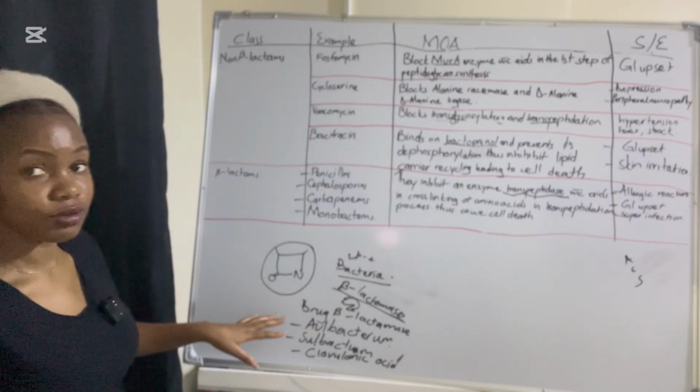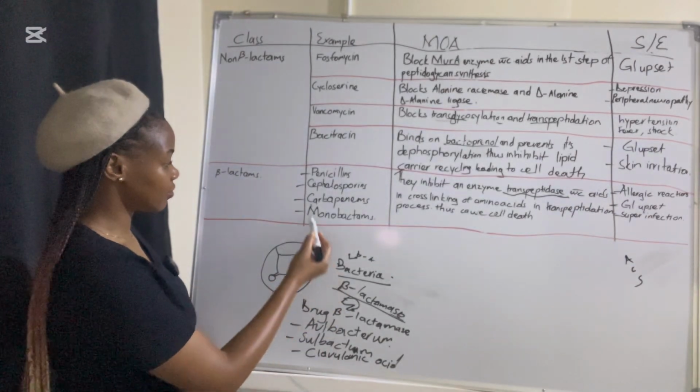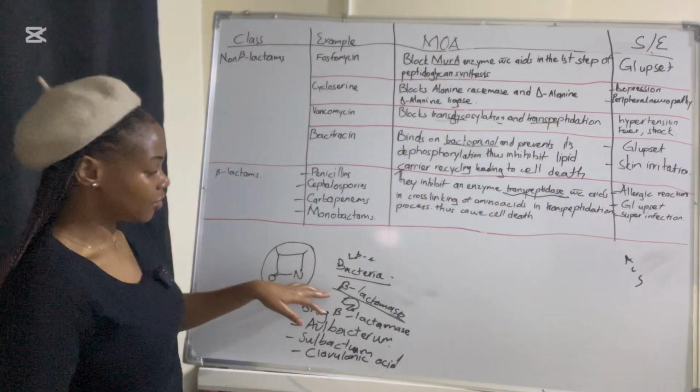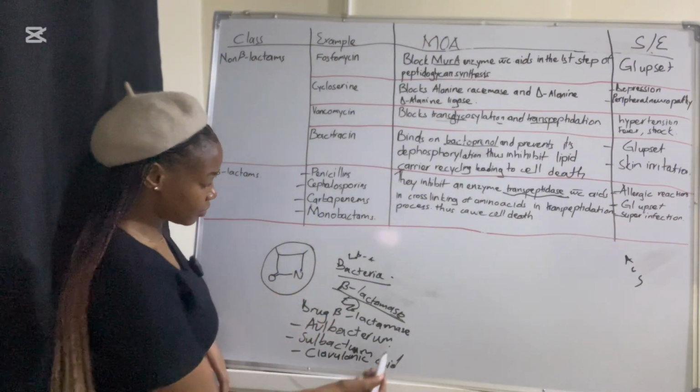Another important thing to note, except carbapenems and monobactams, for them they are not given out with these beta-lactamase inhibitors.